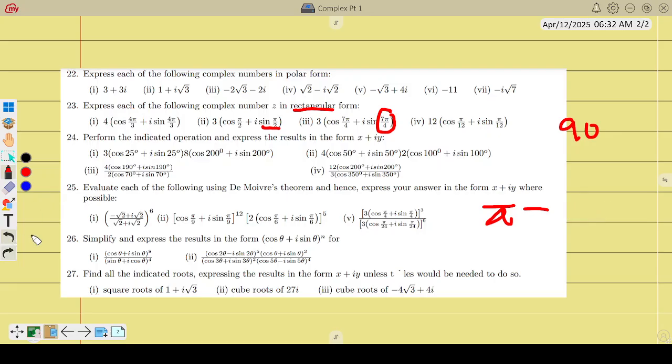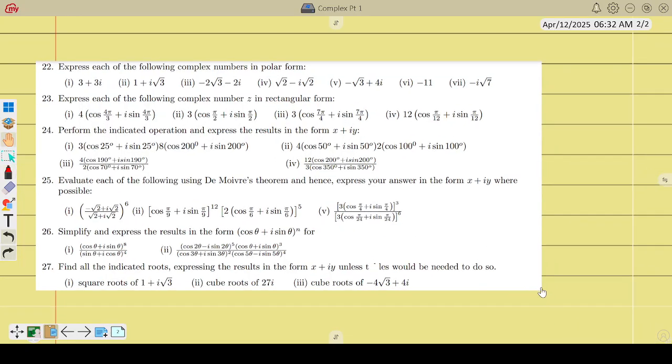Yeah, so on De Moivre's theorem, we're here. And then I don't know why I feel so uncomfortable.